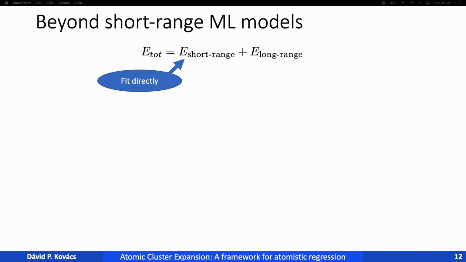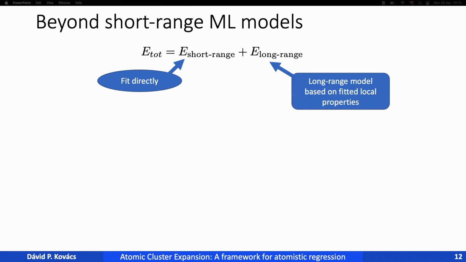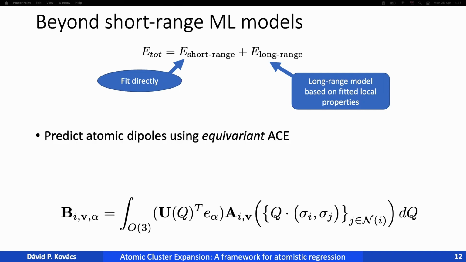So the short range we can still fit directly. And for the long range, we have the physics. So the physics of long range interactions is dispersion or electrostatics. Usually these are the dominant parts. And these have very well-established physical functional forms, but they have parameters in them. So what we can do is we can fit these parameters as local functions, and then we can plug them into the physical models, and then we can recover the long-range physics as well using our machinery.